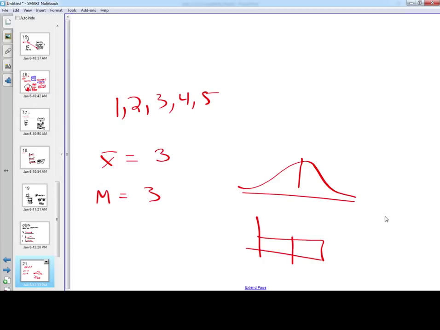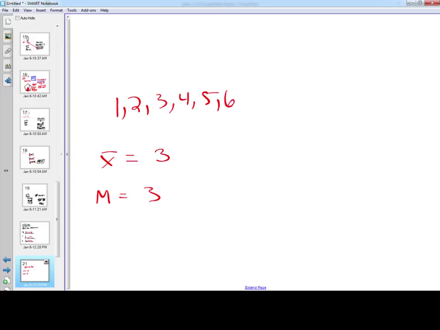Now, we're not talking about that though, are we? We're talking about how outliers affect the average. Let's put another number up here. Let's put 6. Seems like it's okay, right? Okay. What's our average going to be? 3.5. What's our median going to be? 3.5. Now, if we do that, everything's hunky-dory, everything's fine, right?